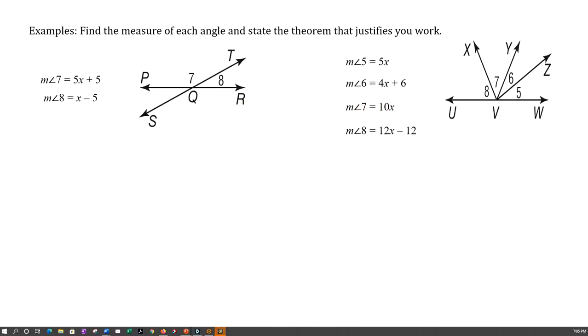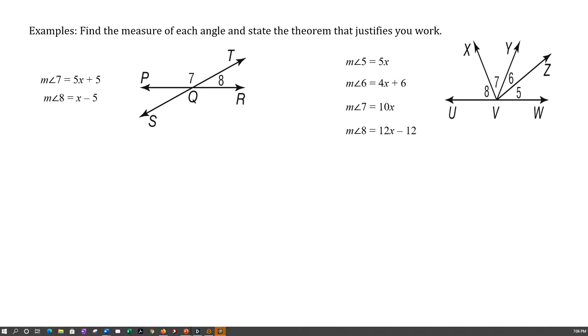Here I want you to work through using those two theorems that we just learned, or just had reinforced. I want you to work through these two geometry/algebra problems to find the measurements of all the different angles. And then I want you to enter those answers into Edpuzzle.